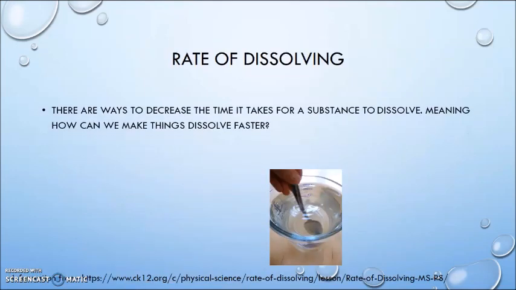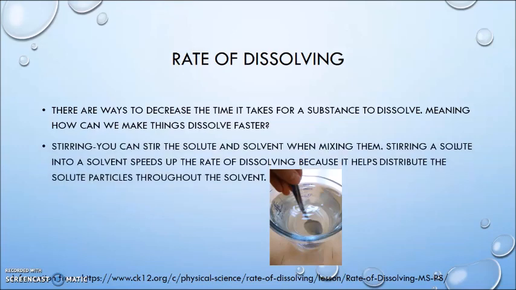Rate of dissolving. There are ways to decrease the time it takes for a substance to dissolve, meaning how can we make things dissolve faster? Stirring. You can stir the solute and solvent when mixing them. Stirring a solute into a solvent speeds up the rate of dissolving because it helps distribute the solid's particles throughout the solvent.